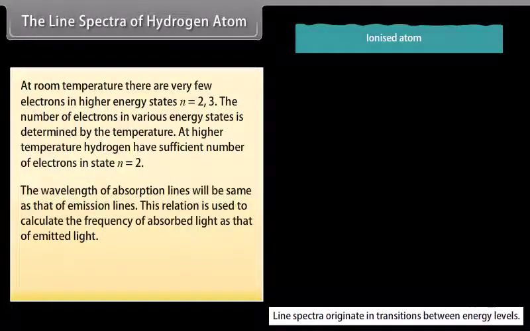The wavelength of absorption lines will be the same as that of emission lines. This relation is used to calculate the frequency of absorbed light as that of emitted light. E2 - E1 = h nu 12, which is equal to hc upon lambda 12.